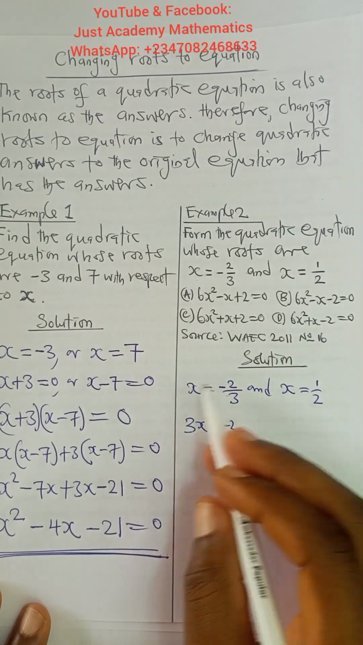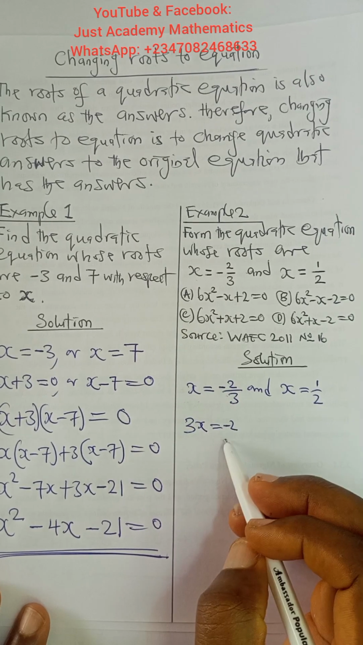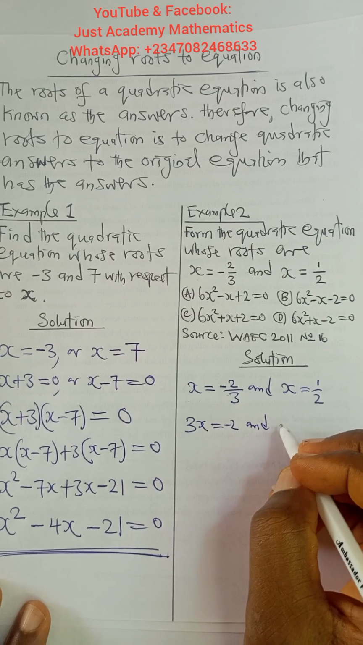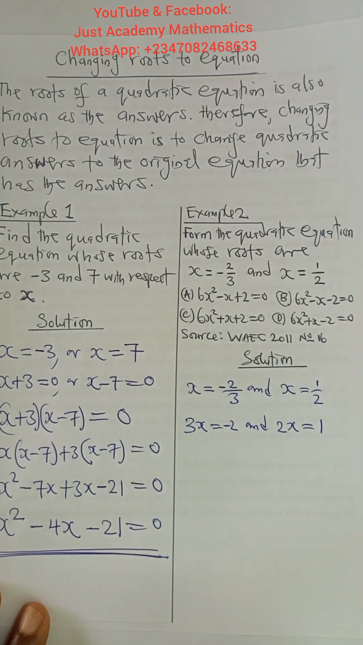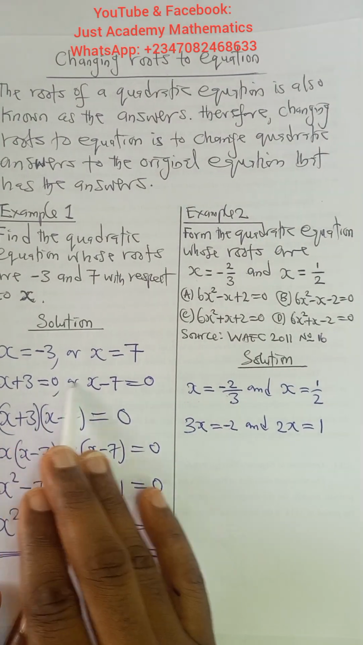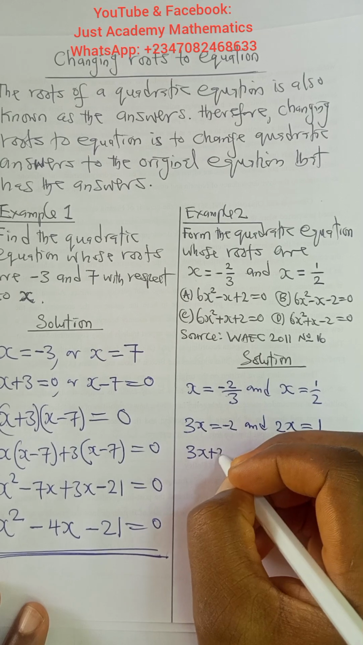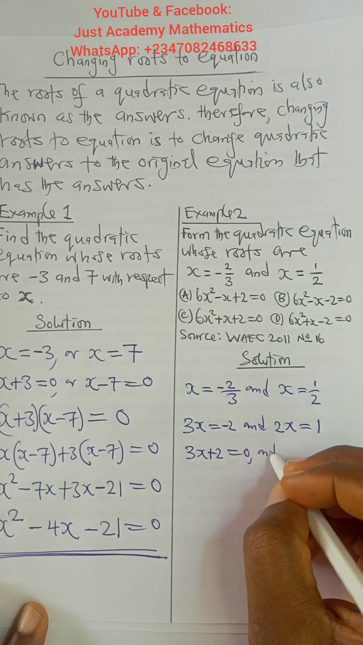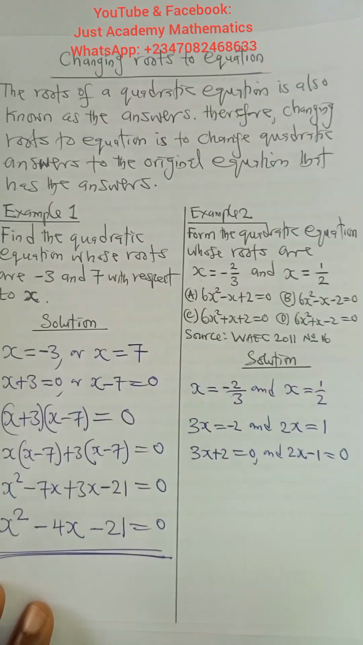Or multiply both sides by 3. When you multiply this by 3, 3 will cancel 3, and you are left with this. And do the same thing here. You will get what? 2s is equal to 1. So the next step is to equate it to 0, the way you did here. So you have 3s plus 2 is equal to 0 and 2s minus 1 is equal to 0.